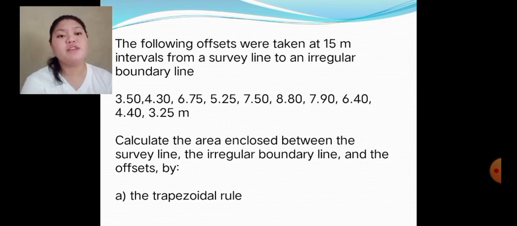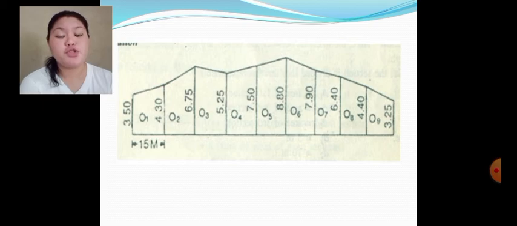Area calculation using the trapezoidal rule. The following offsets were taken at 15 meter intervals from a survey line to an irregular boundary line. You can see in the picture the 15 meters, which is the interval of each offset, for each small trapezoid into which the area is divided.